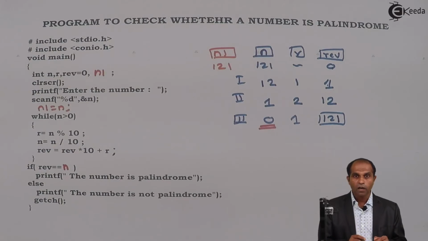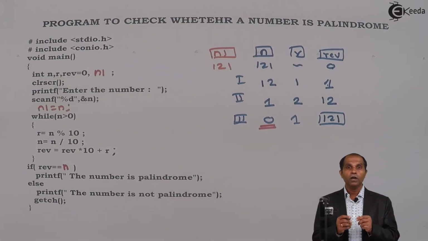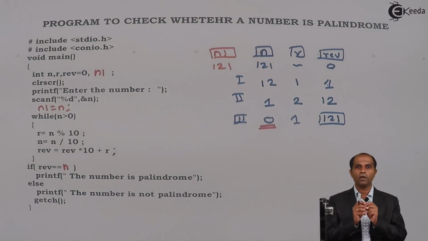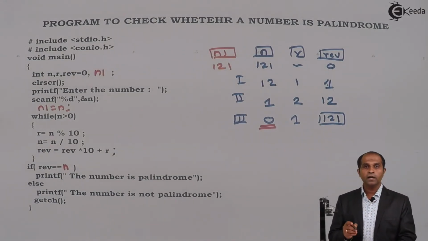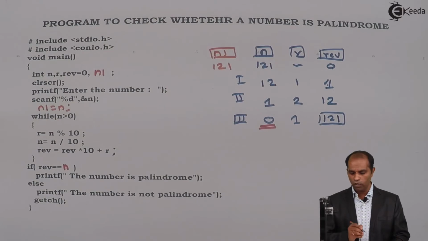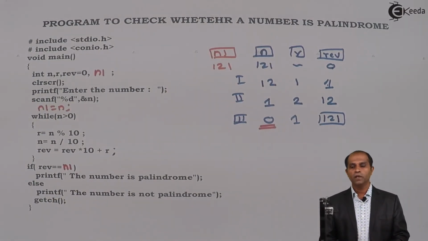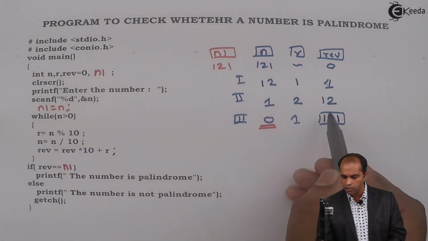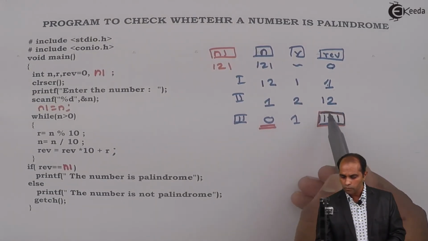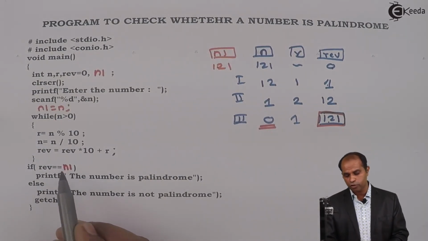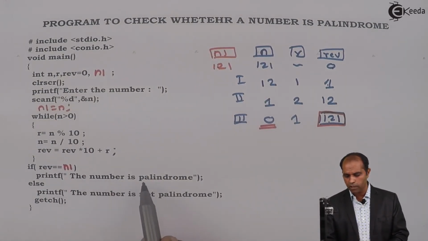So finally, rev has to be compared with whom? The modified n or the unmodified n1? You got it right. It has to be compared with unmodified n1. So rev equal to n1. Now what is rev in this case? Rev is 121, which is compared with n1. So 121 equal to 121. True. True in the sense it says number is palindrome.